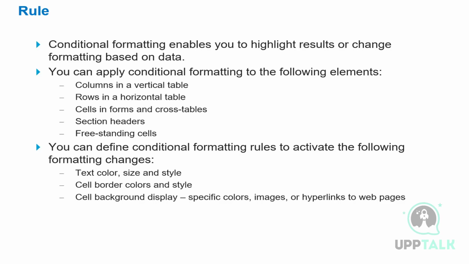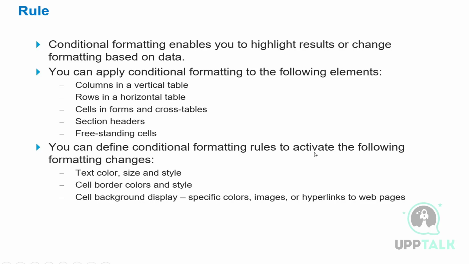By the color coding itself, they will understand where to focus and which is performing better and which is not performing better, so that they can take decisions from that analysis. We can apply conditional formatting to the following elements: columns in a vertical table, rows in a horizontal table, cells in forms and cross tables, section headers, and freestanding cells.